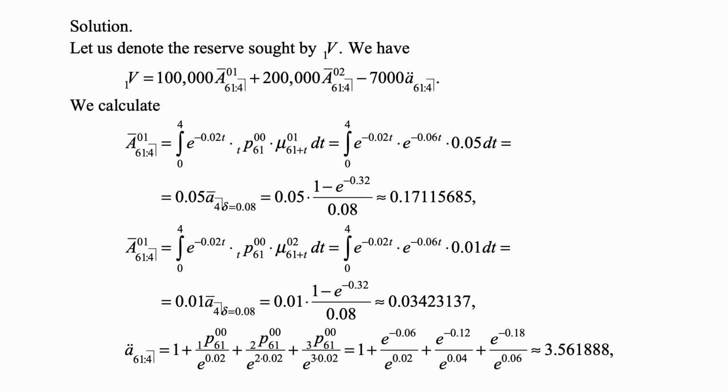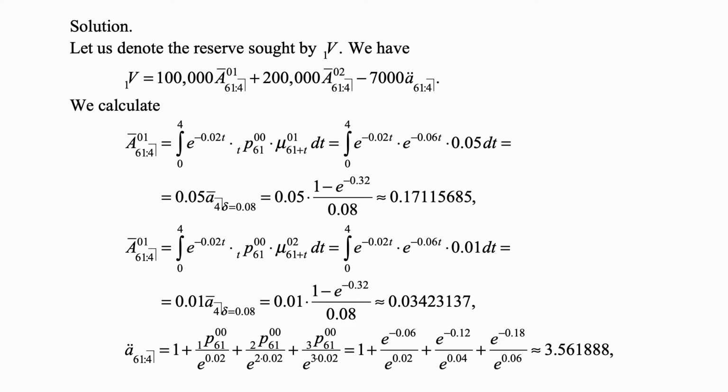You could write this also with 0, 0 in the superscript, meaning that this is paid as long as the person remains in state 0. But we don't really have to, because it's self-explanatory what we mean here. And then we need to calculate the cost of those benefits.